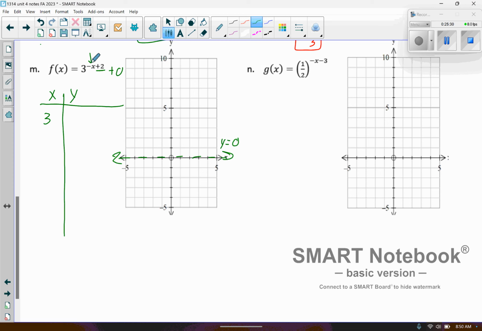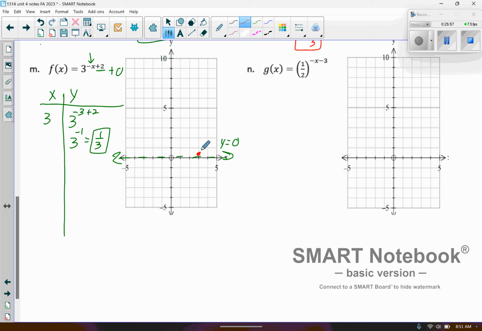When I plug in 3, it's actually going to be a negative 3. And I'll show my work here. So we're going to have 3 to the power of negative 3 plus 2, right? And so then that would give me 3 to the power of negative 1, which then would become 1/3 when you take the reciprocal. So at 3, I'm at 1/3, just about right there. At 3, I'm at 1/3.